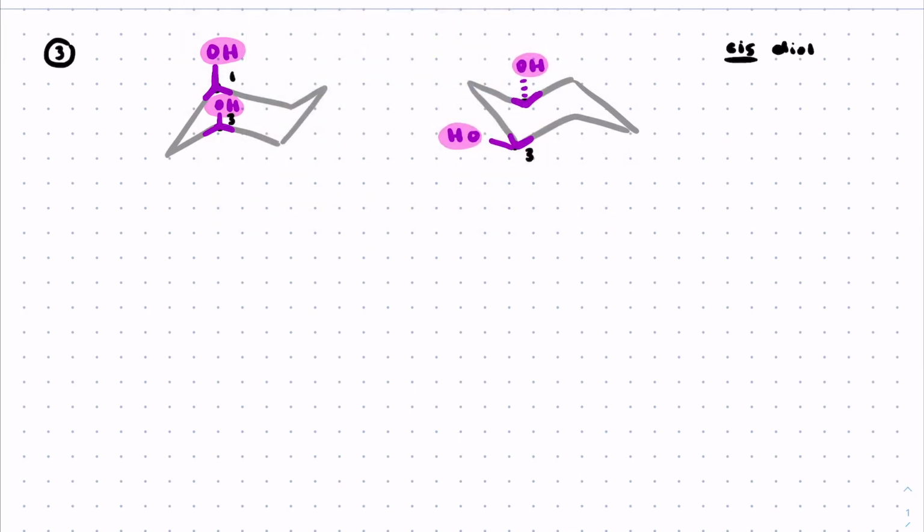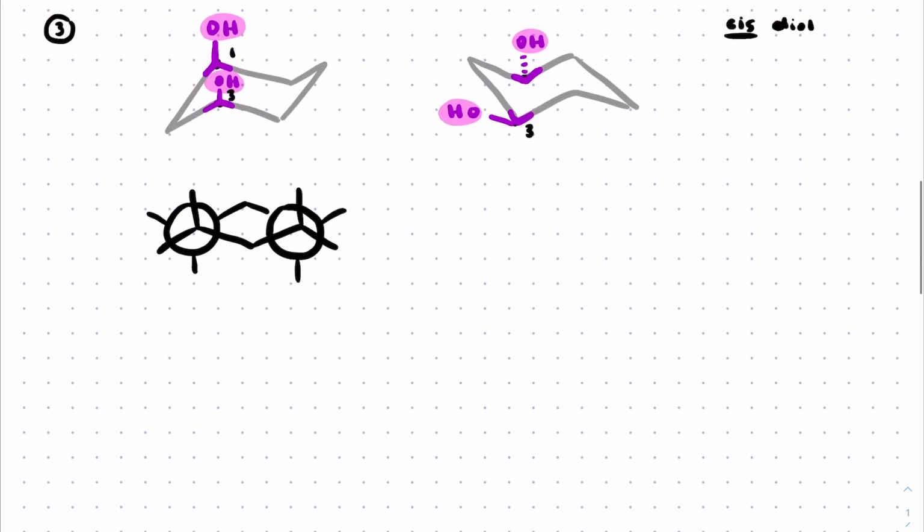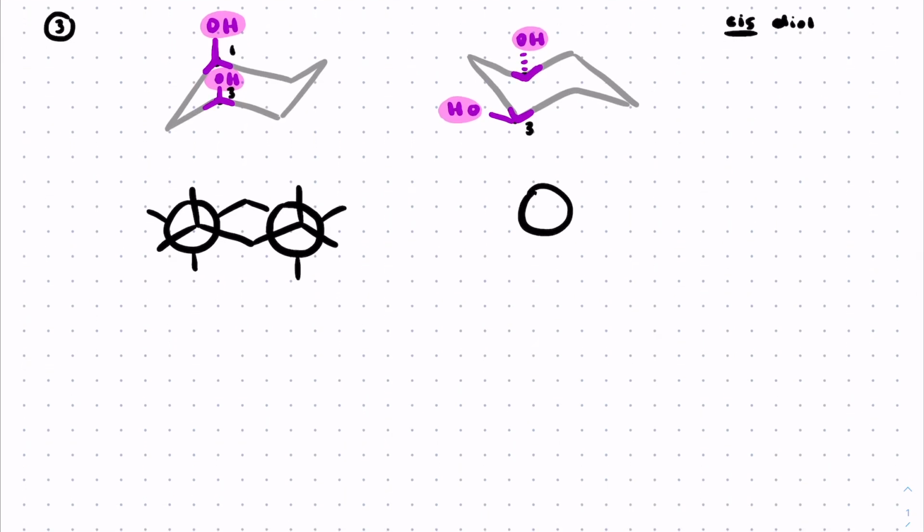So let's draw the Newman projection here. So this is an up carbon, so this is going to look like this. Let me just draw this out real quick. And then our other Newman will look like this, because we've done the flip. And I will show you a trick to look at that as well.